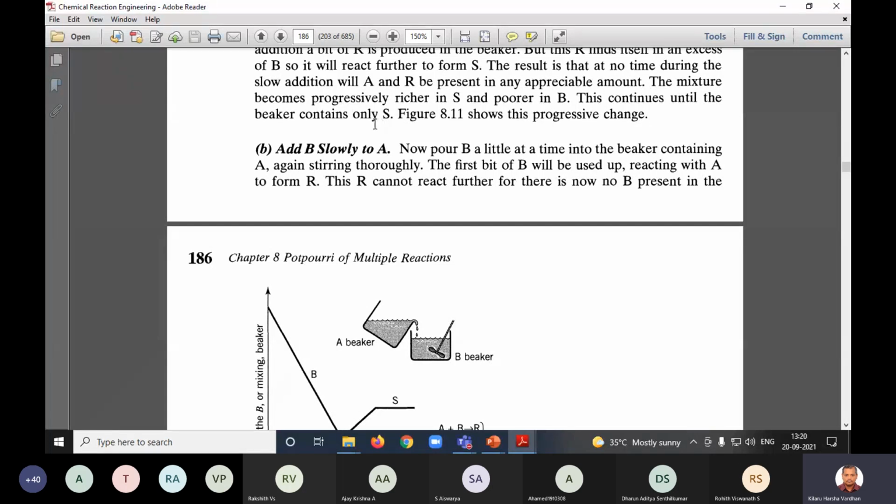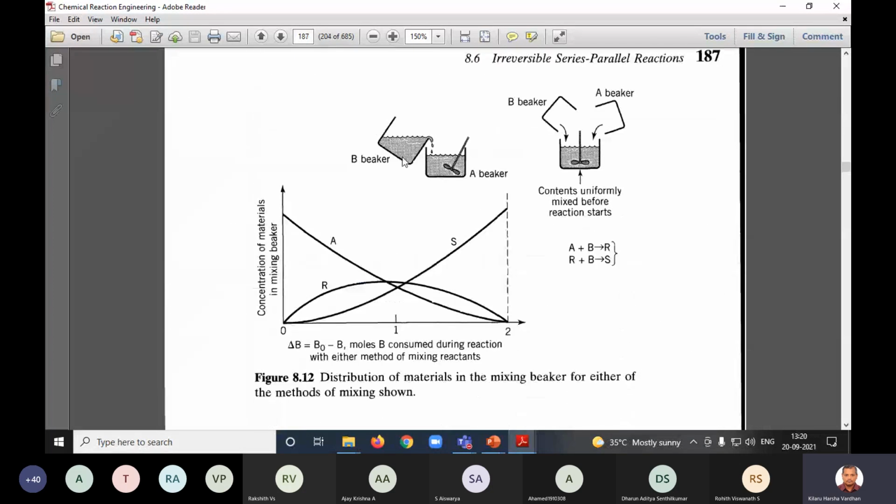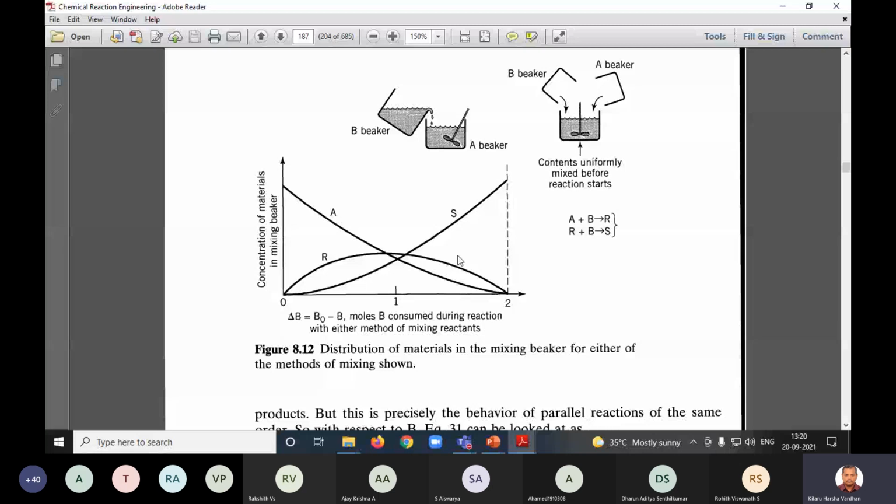Right? So what will happen in the next one? Now let us use this. Same logic, can you give this? Now B is added to A. What could be the reason now? Why is R maximum? Any idea? There is no B at all here. Can you give the logic now? Think.